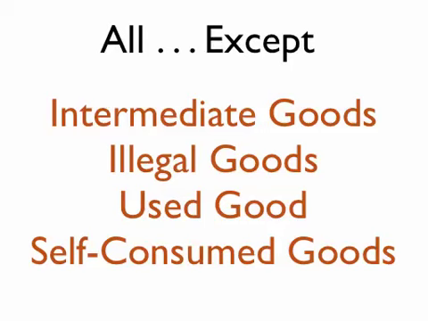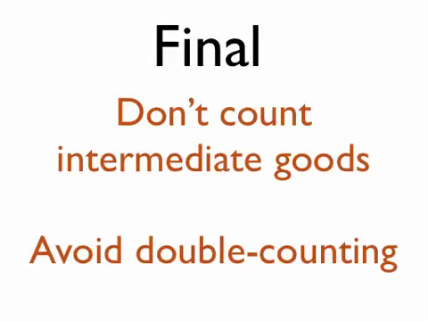There are several exceptions. Intermediate goods, illegal goods, used goods, and self-consumed goods are not included. Self-consumed goods are goods and services that someone makes and they don't sell. They actually consume them themselves. All items except those four are included in GDP. We also just count final goods. We don't count intermediate goods. The reason being is we want to avoid double counting.